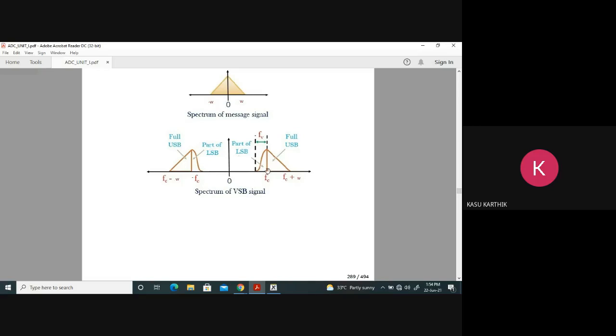Obviously, whatever the bandwidth, it will be slightly more than W. The bandwidth actually goes from FC to FC plus W, and this extra you are getting is FV. So the bandwidth of VSB is a little bit more than the bandwidth of SSB. Why? Because we are transmitting almost one sideband along with some portion of the other sideband.